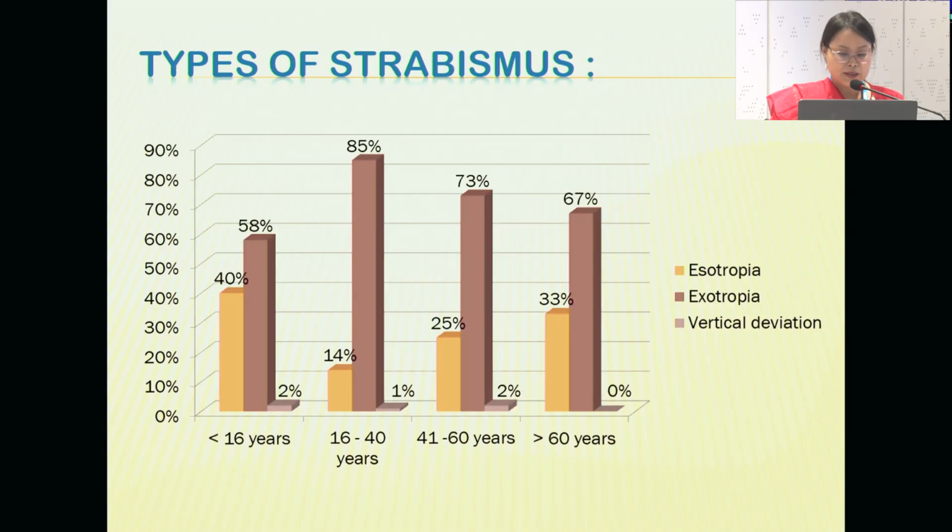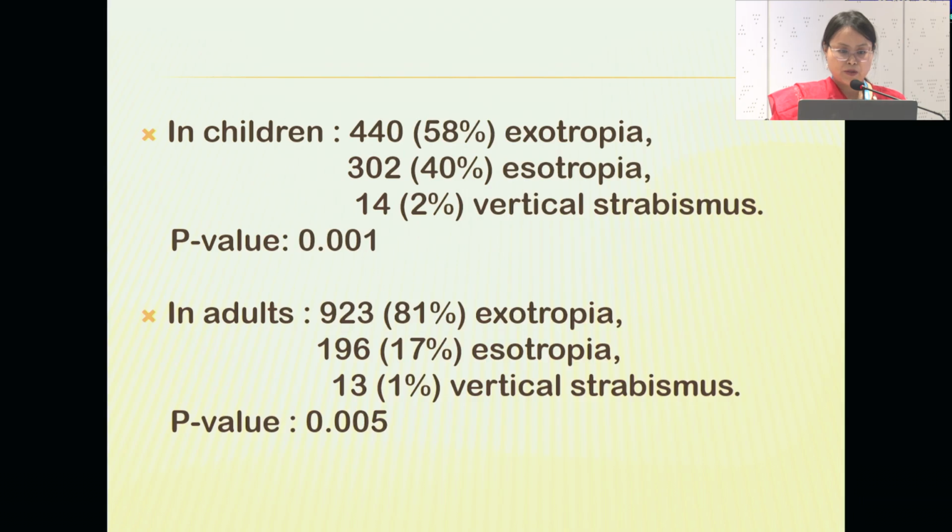Type of strabismus: this chart shows that exotropia is the most common type of strabismus prevalent in all the age groups. In children, we found that 58% had exo, 40% eso, and 2% had vertical strabismus, with a significant p-value of 0.001. In adults, 81% exo, 17% eso, and 1% vertical strabismus. Again, a significant p-value of 0.005. Hence, proving that exotropia was the most common type of strabismus prevalent in all age groups in the population.